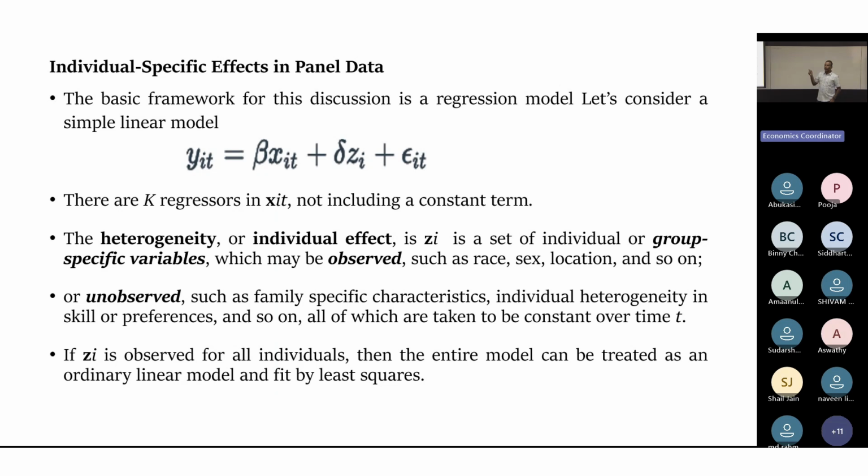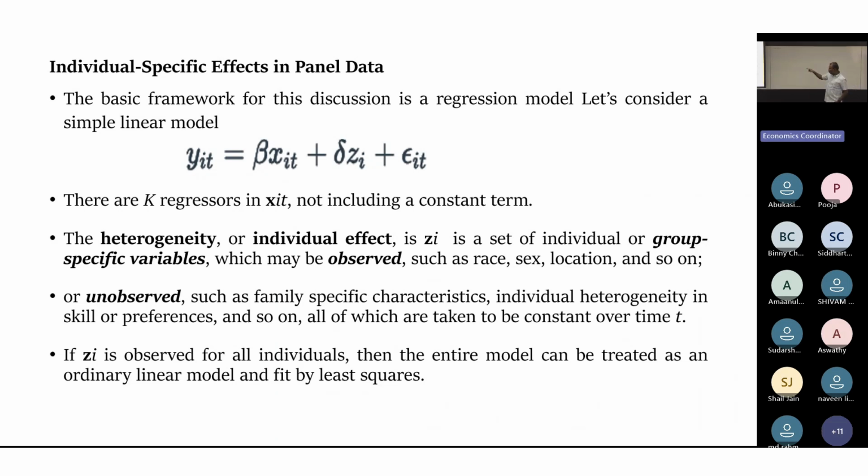Then the estimates you are going to get will be biased and inconsistent. That's what I am saying. If this delta is a group-specific variable, it may be observed, it doesn't matter. It may be race, sex, location, and so on. Instead of sex, it may be gender. Gender and location, it's fine. We know that that is the known factor.